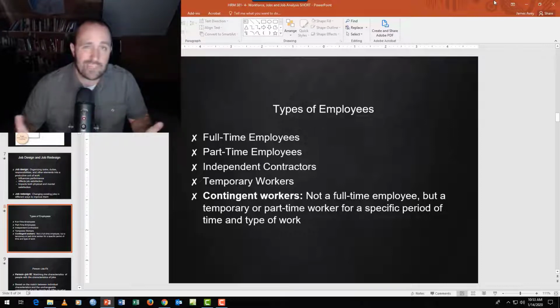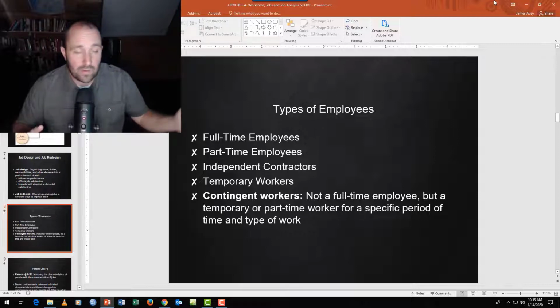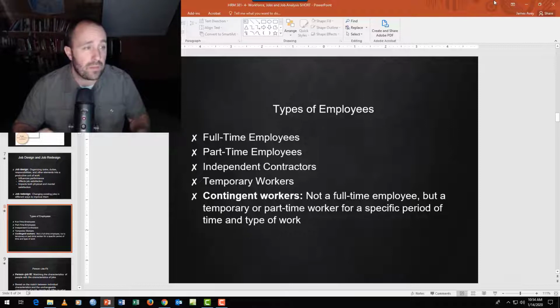Full-time employees are just what you think of. They're someone who is a direct, so you may have heard the term FTE, full-time equivalent, worker at that company. They're entitled to things like organizational benefits. They're entitled to protections under certain employment laws.